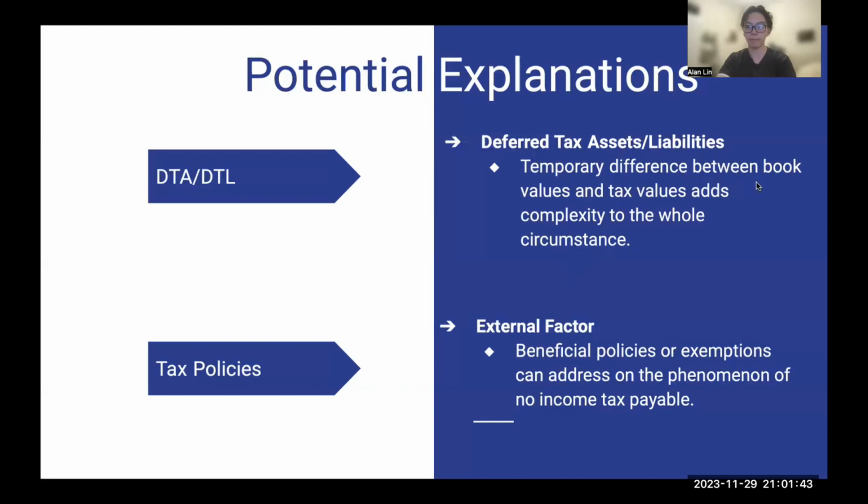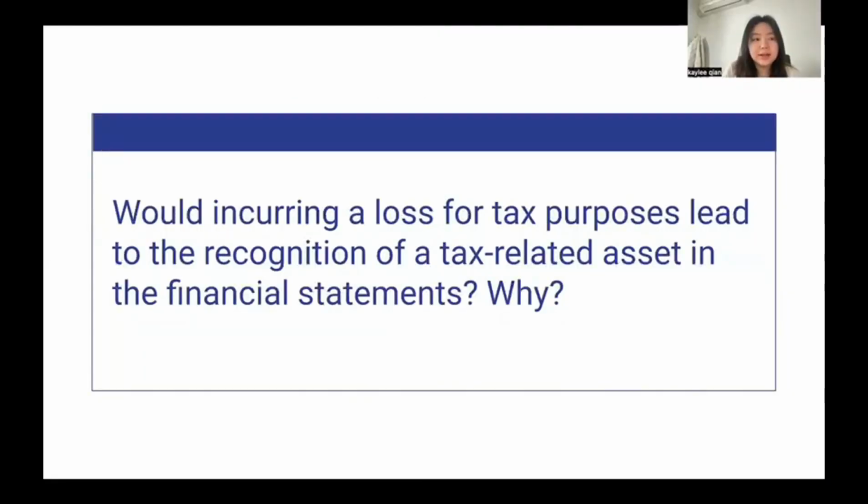Hi everyone. Now we're coming to question number 4. Would incurring a loss for tax purposes lead to the recognition of a tax-related asset in the financial statements, and why is that so? So the income tax paid in a certain year frequently varies from the income tax expenditure disclosed in the statement of profit and loss and other comprehensive income.